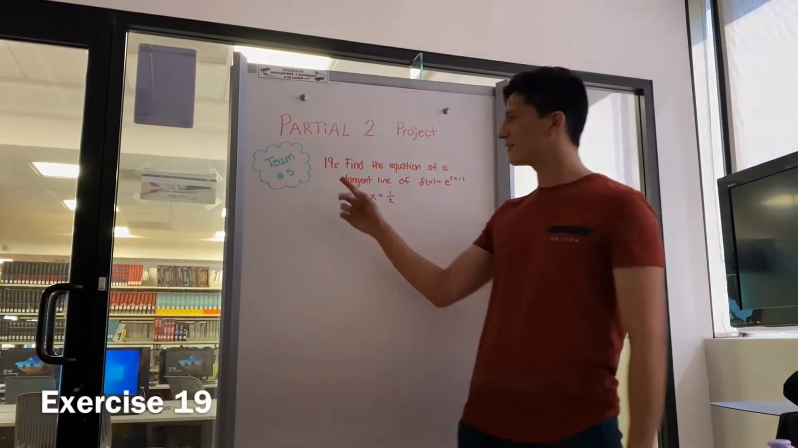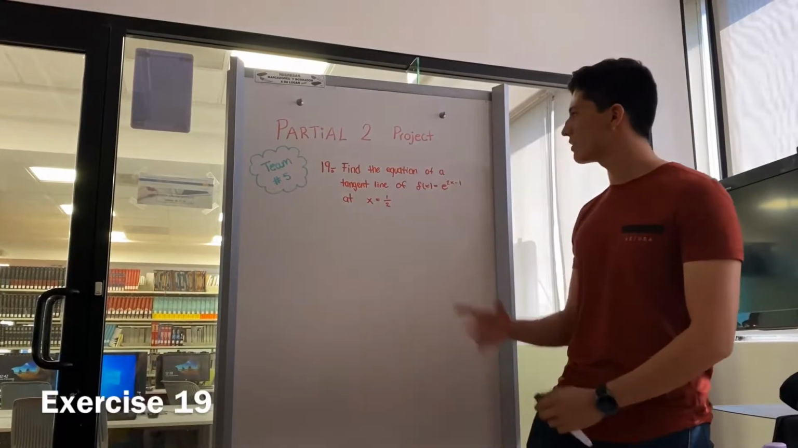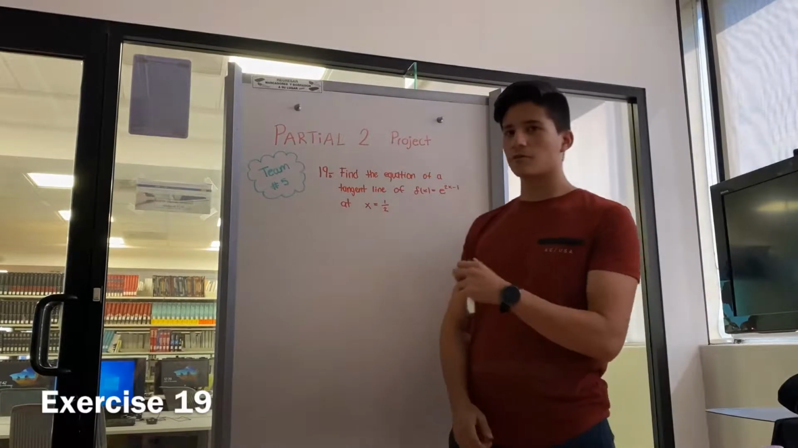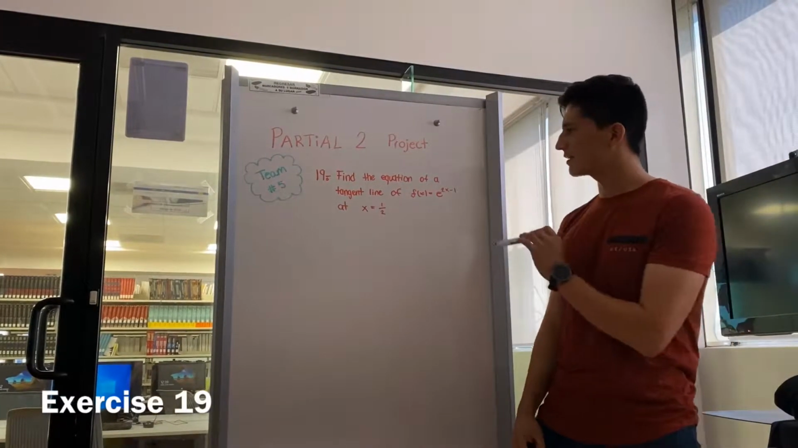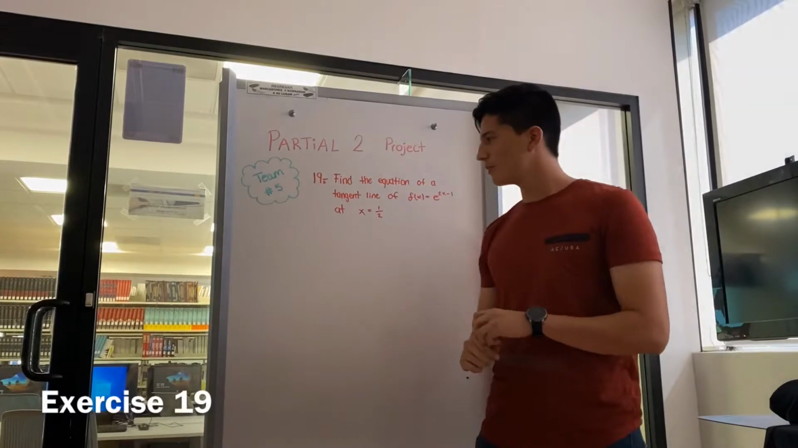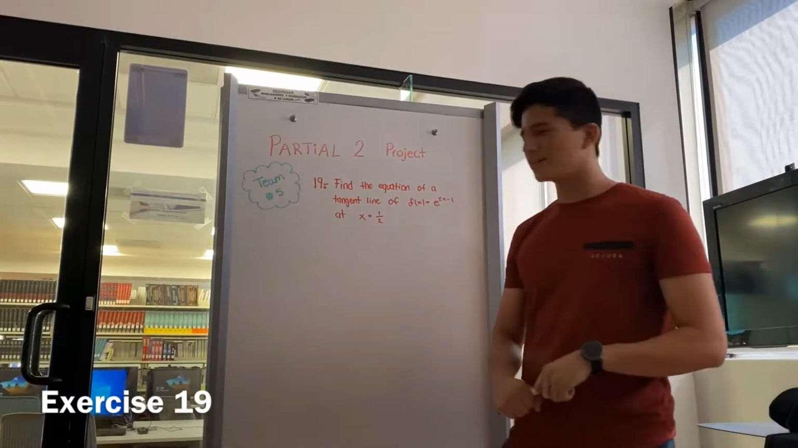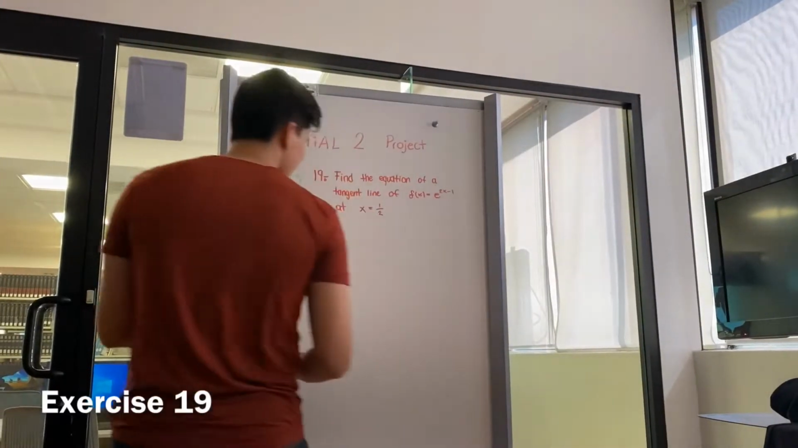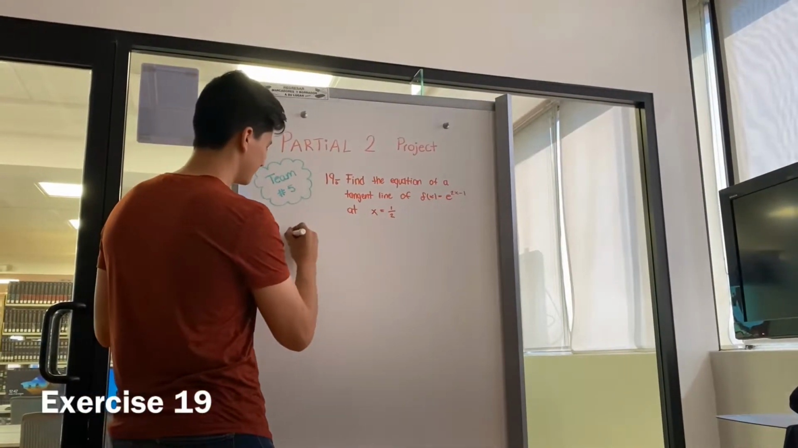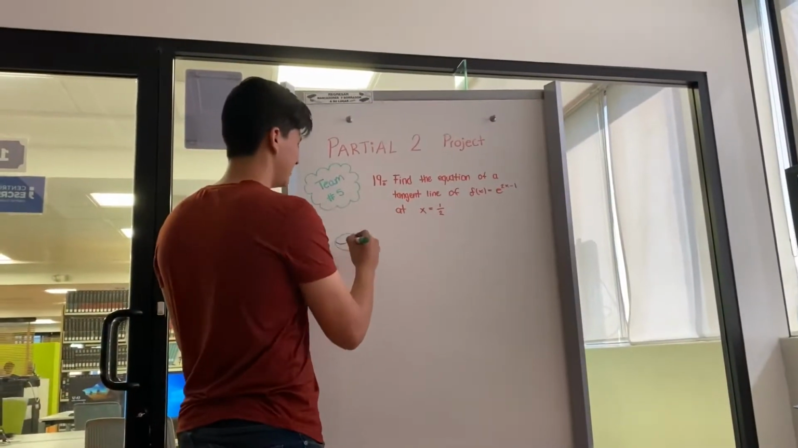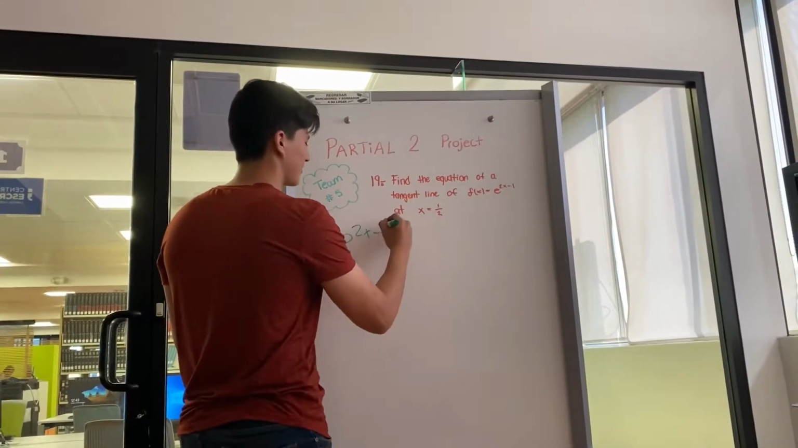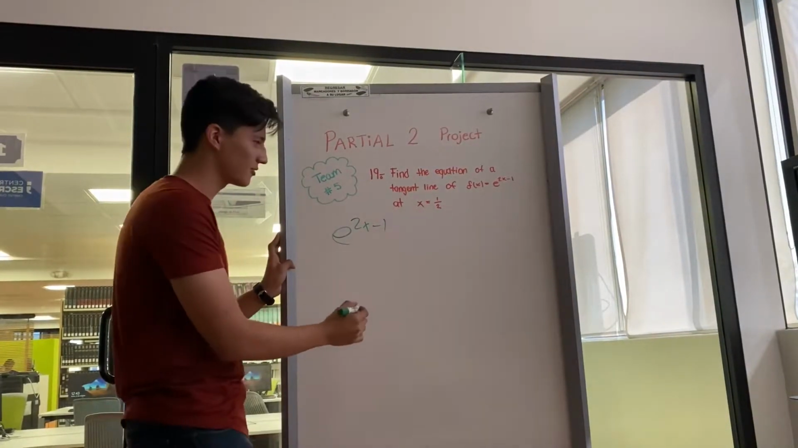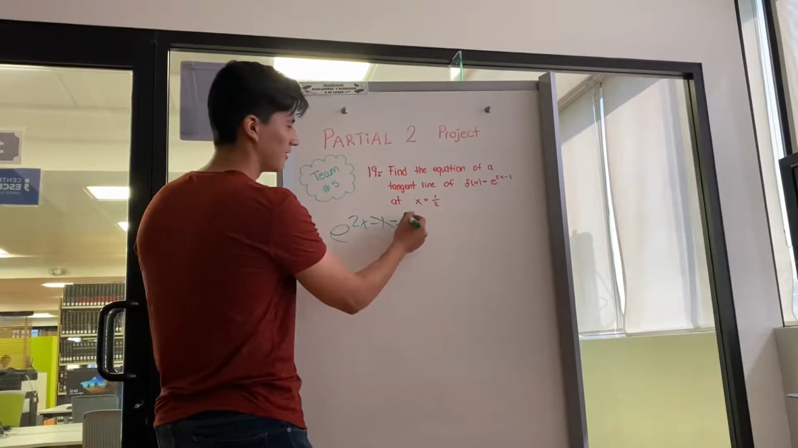So here in activity 19, they're asking us to find the equation of a tangent line of f of x equals e to the power of 2x minus 1 at x equals 1/2. So first we're going to find the derivative of u, that is this one, e to the power of 2x minus 1. We know that minus 1 doesn't have an x, so we eliminate this, it equals 0.